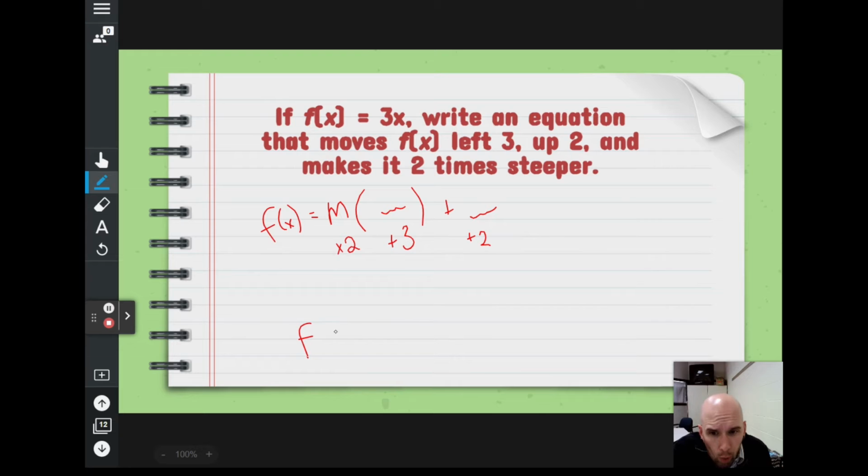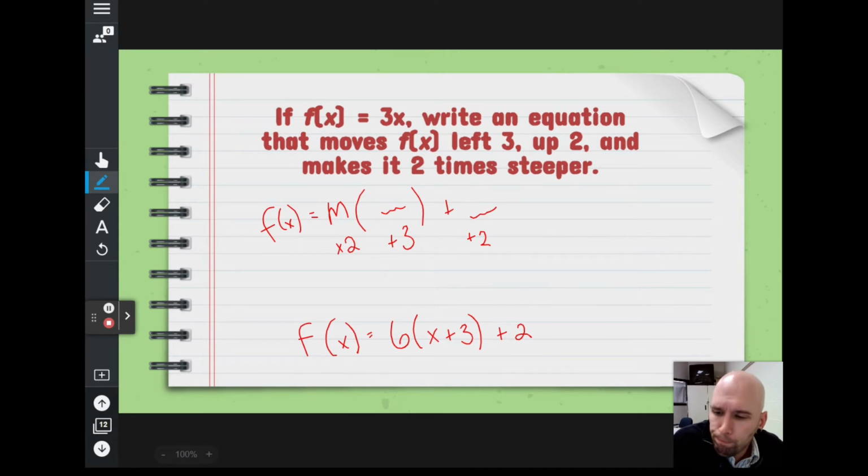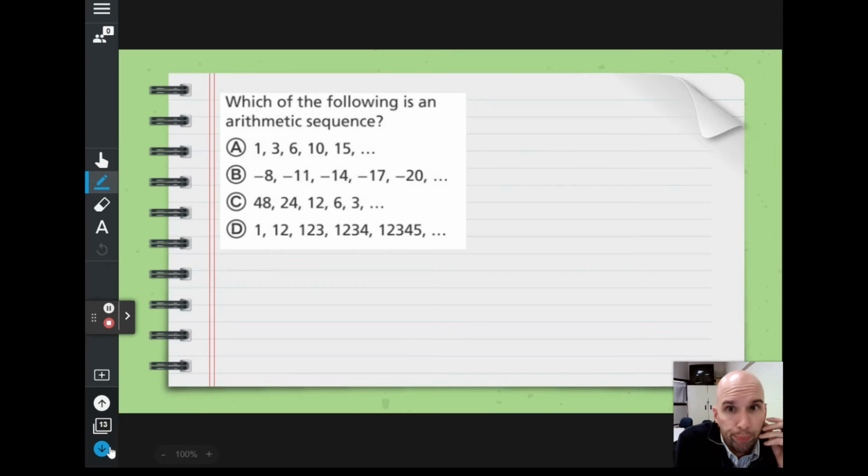So what 3x is going to look like is 3 is my slope. So now what I have to do is make it 2 times steeper. So 3 times 2 is 6. I'm going to take my x, wrap it in parentheses, and if I'm going left 3, I'm going to add 3 to it. So x plus 3. If I'm going to make it 2 times steeper, I already did that. If I'm going to move it up 2, I add 2 on the outside. Now I have something that's 2 times steeper, moved to the left 3, and up 2. Weird. I like it though.